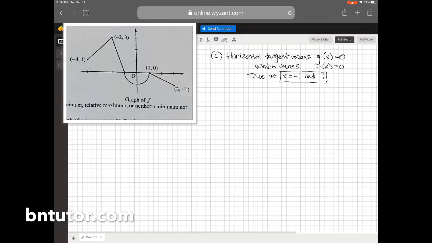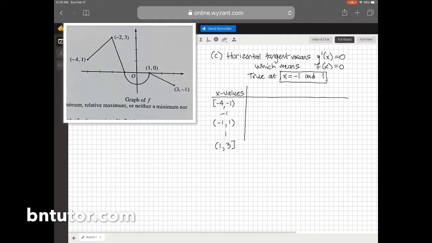Now that we know these critical points, we want to see what's happening nearby. So we've basically divided the domain into 3 pieces, from -4 to -1, from -1 to +1, and from 1 to 3. We want to see what's happening with g prime of x in each one of these intervals. Again, since g prime of x is equal to f of x, we're just looking to see if it's above or below the x-axis.